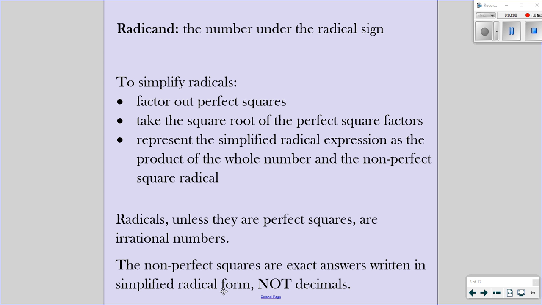So the non-perfect squares are exact answers written in simplified radical form, not decimal. So if you see 2 radical 5, that is the simplest radical form. But you're not going to try to find the square root of 5, plug it into your calculator, and get me a decimal. That's not what I'm looking for. It has to be simplified radical form.